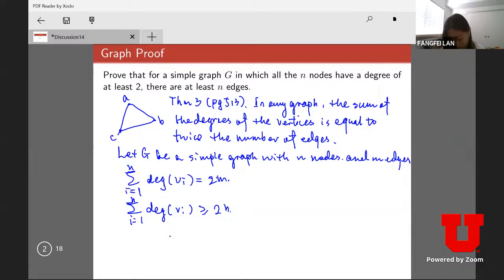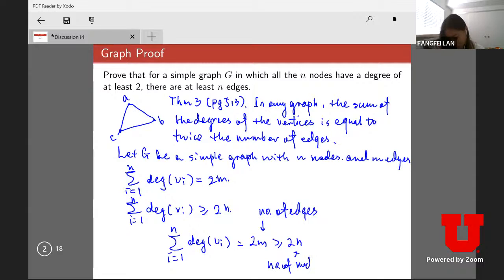Okay, so let's put these two together. The sum of the degrees of the nodes is equal to 2m, m being the number of edges, and is greater than or equal to 2n, n is the number of nodes. So 2m is greater than or equal to 2n. That means m is greater than or equal to n. So there are at least n edges. You can say, therefore, there are at least n edges.